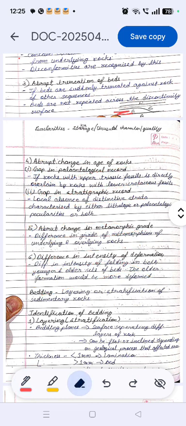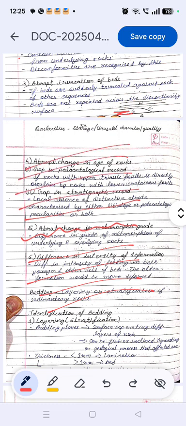Now gap in the stratigraphic record. Suppose this is the layer depositing. Now more layers should be deposited, but due to unconformity, the layers are not deposited at a time. There is a time gap. So there is local absence of distinctive strata, which is characterized by lithologic, paleontologic peculiarities, or both.